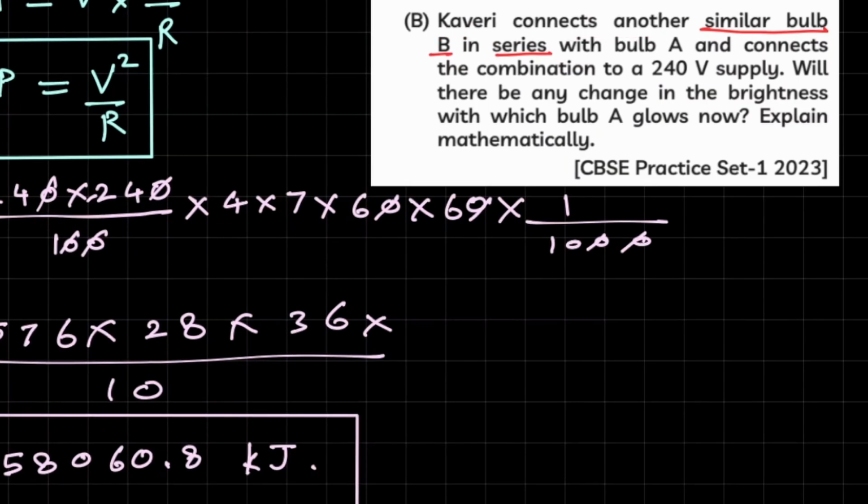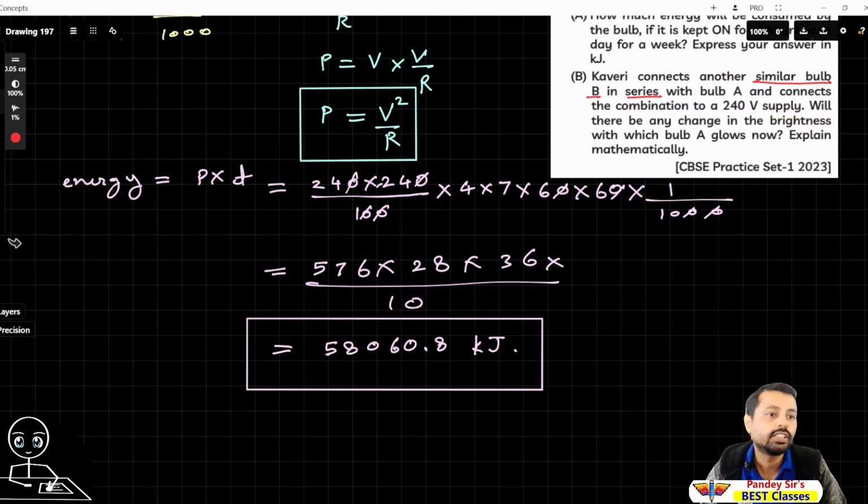Kaveri connects another bulb that is similar to this in series. Keep in mind, in series with bulb A, and connects the combination to a 240 volt supply. Will there be any change in the brightness with which bulb A glows? Only the brightness of bulb A. Now how will you find the brightness of bulb A? By finding out whether bulb A is getting more power supply or less. If it has less power supply, its brightness will decrease. So let's find that out.